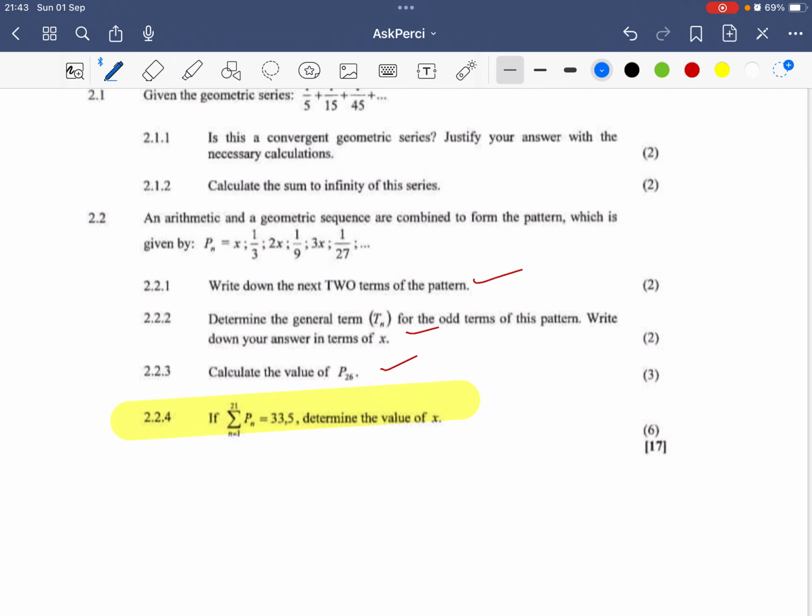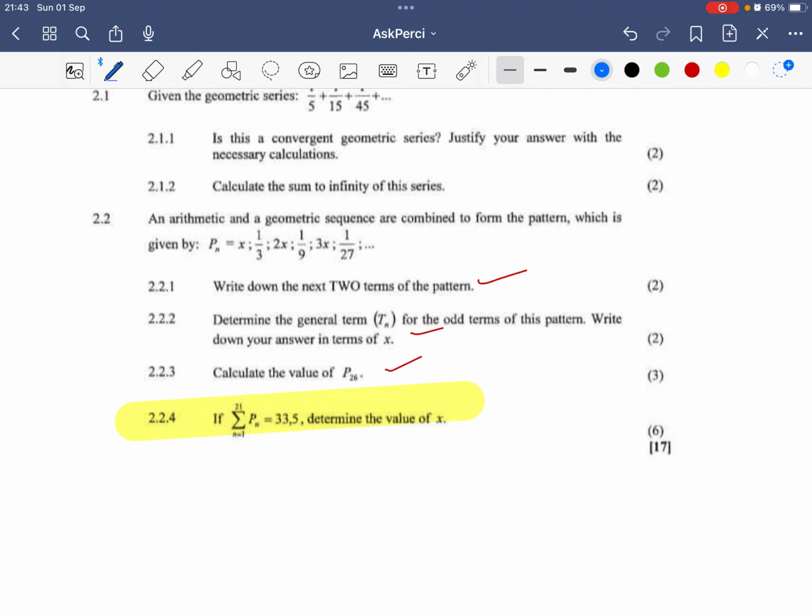So question 1 says: an arithmetic and geometric sequence are combined to form a pattern, which is given by this pattern here. So it's a combination of arithmetic and geometric sequencing, right? And then 2.2.1 says write down the next two terms of the pattern. Okay, so how do you do this?